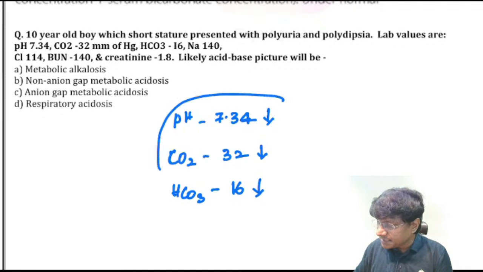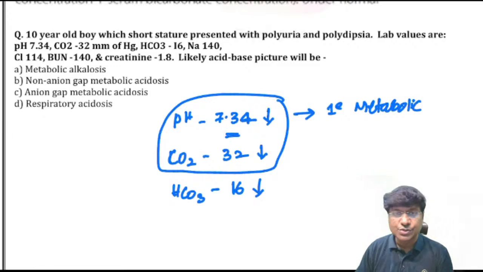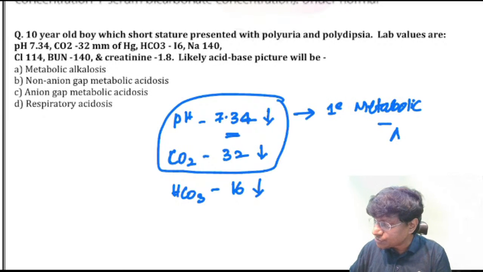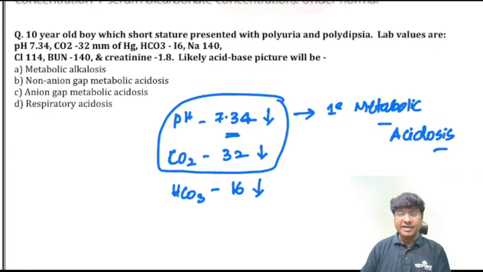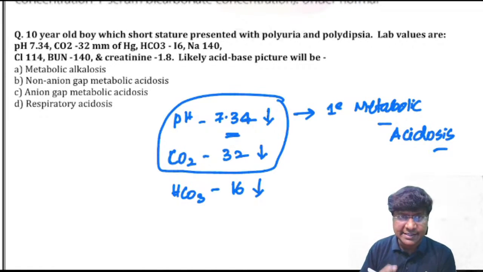So when both of them are changing in the same direction, what is the primary event? The primary event will be metabolic. Metabolic, what? The pH is reduced. So when pH is reduced, we call it acidosis. So it is primary metabolic acidosis. Okay, now whenever there is metabolic acidosis, we need to calculate the anion gap, right? We need to calculate the anion gap.